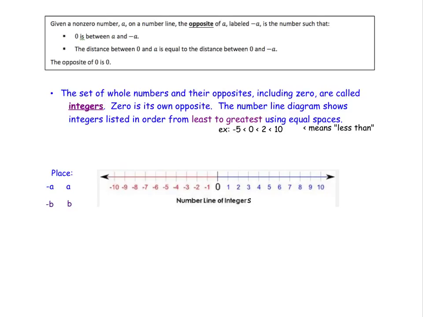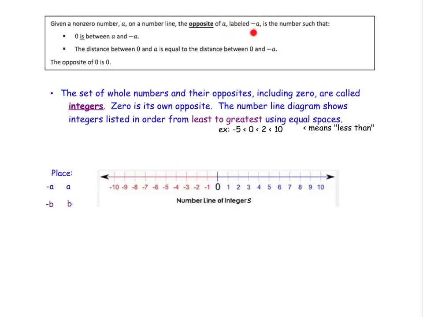Alright, so as we just talked about, on the other side of 0 are the opposite numbers. Opposite is an important word, and we're going to be talking about that in the days to come. So given a non-zero number, something that isn't 0, A, on a number line, the opposite of A is labeled this.